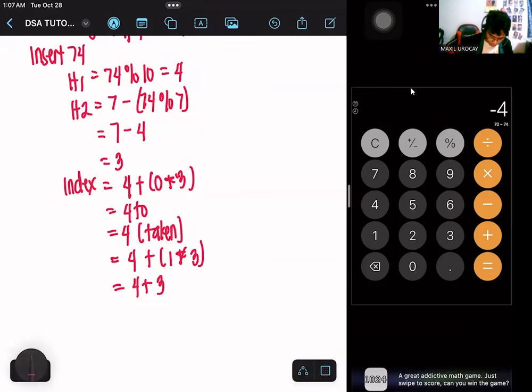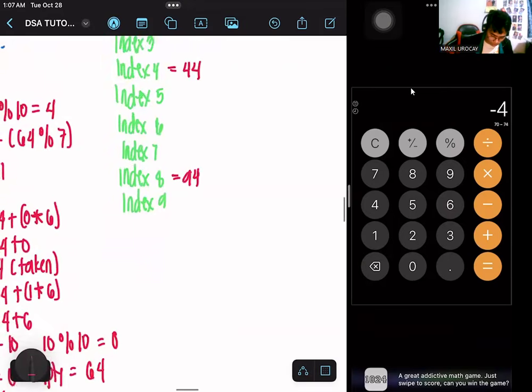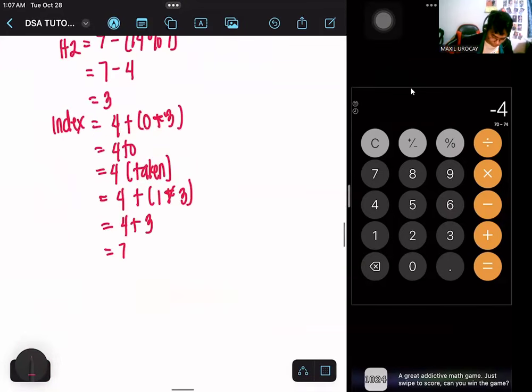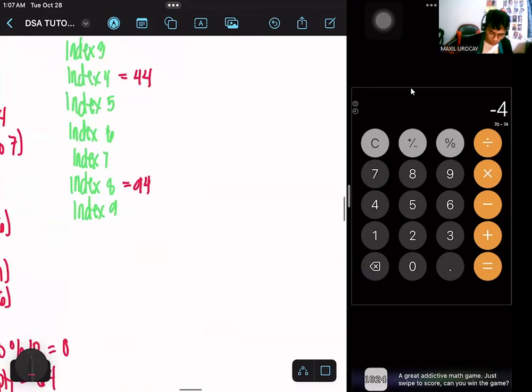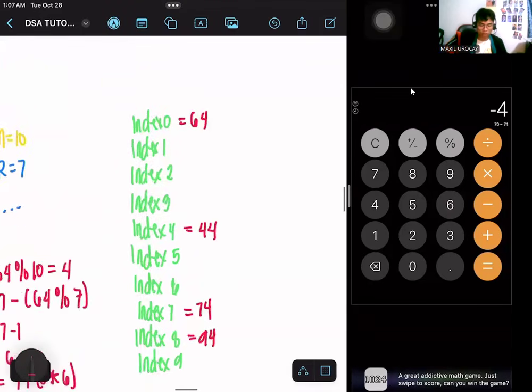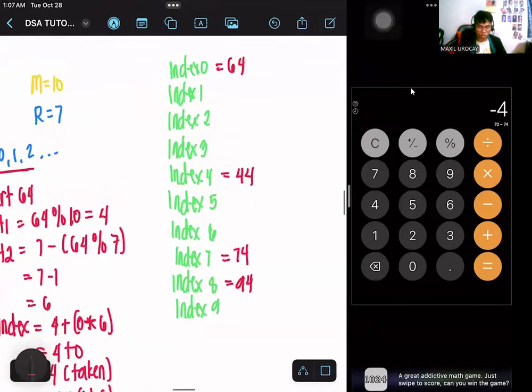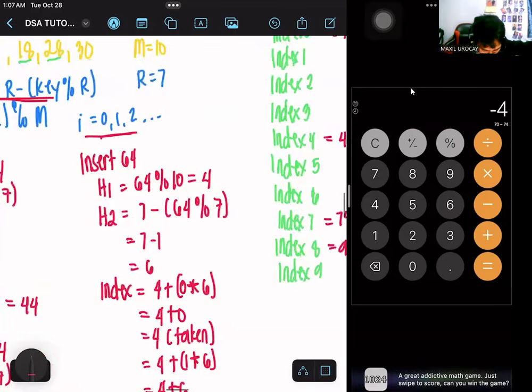Okay, now it will become 7. Checking index number 7, that is empty. So empty, it will be allocated in your index, which will be the 74. So 74 will be allocated here then. So we were able to handle effectively the hash collision. So we're done with 74.